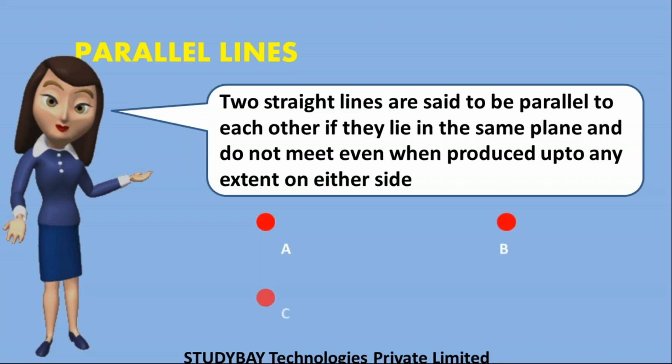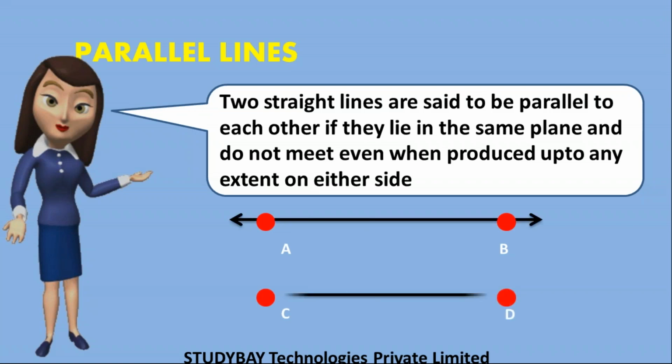Now, we can see that we have 4 different points, A, B, C, D, and we have these 2 lines which are passing through them. And these 2 lines are actually parallel because their distance remains the same throughout their extension.